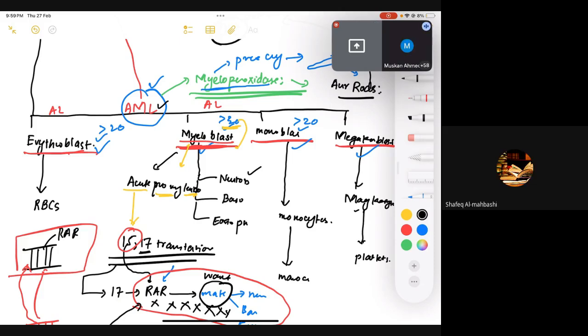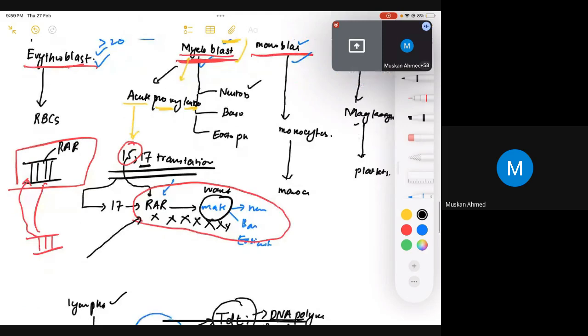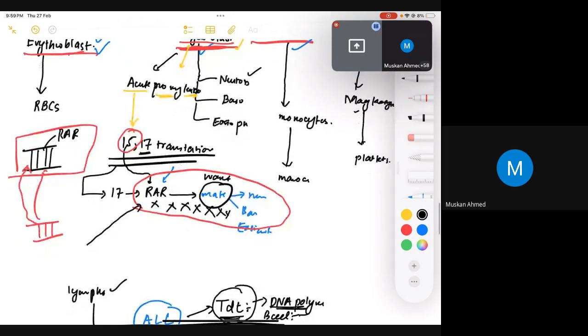This chromosome 15, what is it going to do? Please repeat it. Okay. So normally, we discussed what is the role of chromosome number 17. On chromosome number 17, you have genes which basically encode for the retinoic acid receptor, right? And what does the retinoic acid receptor do? It leads to maturation of your myeloblast, right?